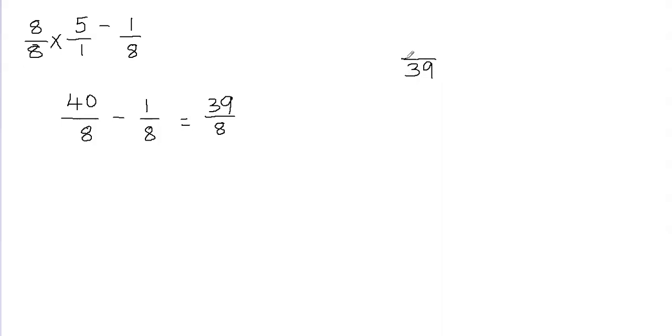39 divided by 8. 8 will go into 39 4 times. 8 times 4 is 32. And 9 minus 2 is 7. So 7 is a remainder. Now we're going to write this in this way. We write the quotient first of all. So 4 is my whole number. 4 is the quotient and 4 becomes my whole number.